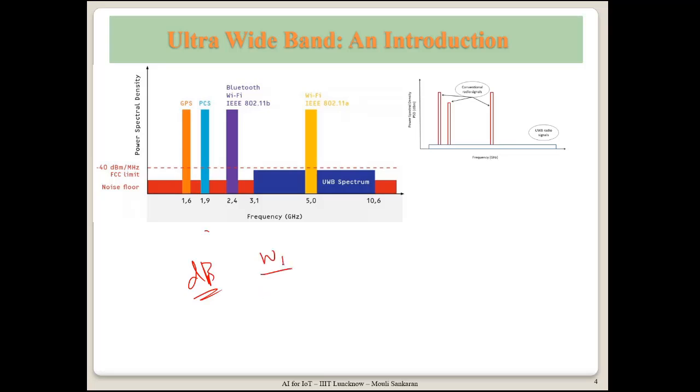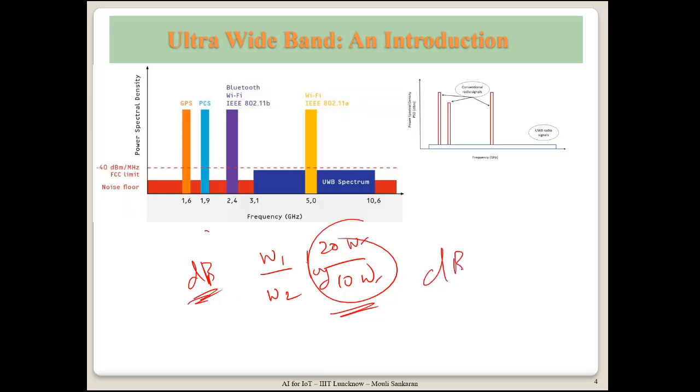dB is a comparison of watts. Suppose watt 1 and watt 2, some power 20 watts divided by 10 watts. Logarithm of that ratio is dB. If the measured values are in watts, it is called dB. If it is dBm, it is the logarithmic ratio of power where whatever we are talking about is in milliwatts. That means it's a smaller power.